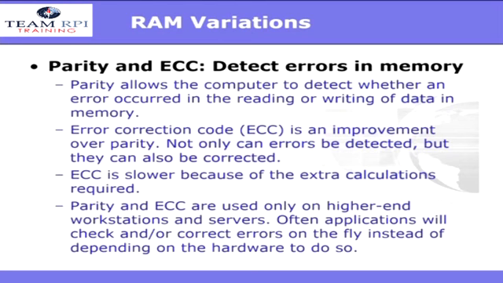Next, we'll talk about parity and error correction. Parity allows the computer to detect whether an error occurred in reading or writing. The ECC or error correction code is an improvement over parity. Not only can errors be detected, but they can also be corrected. ECC is slower because it's doing all those extra calculations. However, the integrity of the data that you're processing will remain intact.